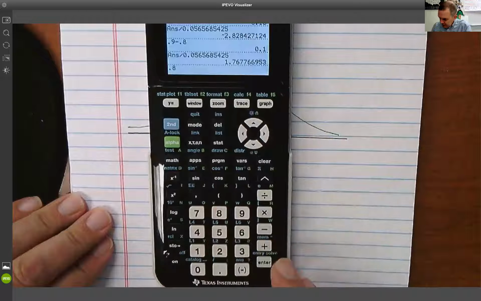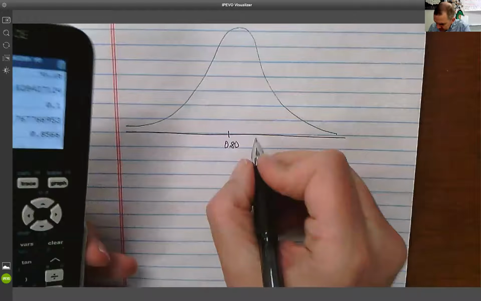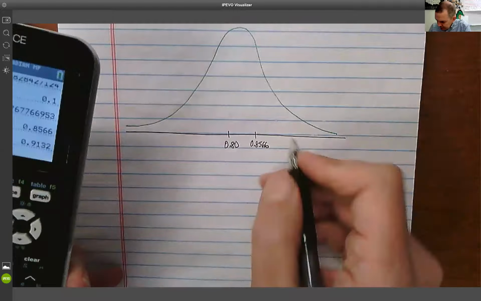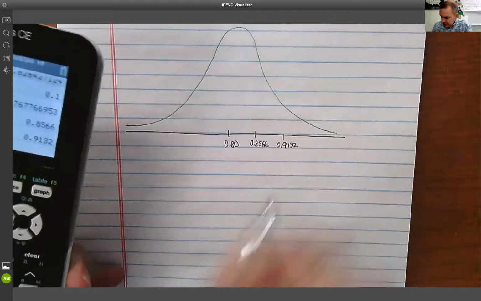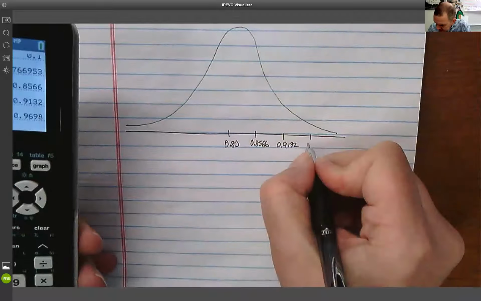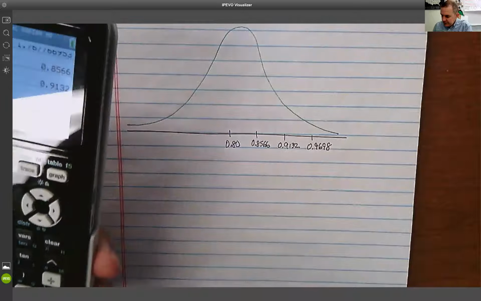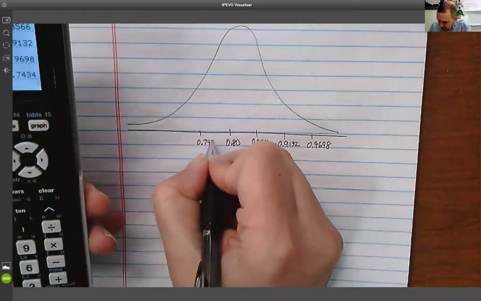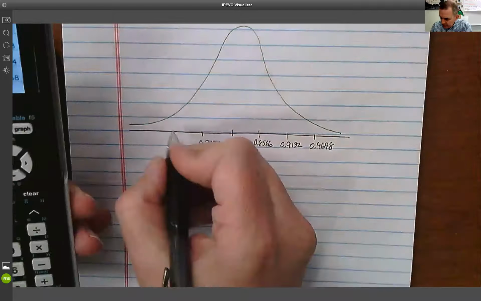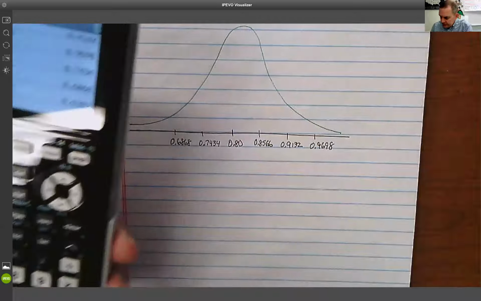So I'm going to do 0.8 plus 0.0566. That's going to be 0.8566. I'm going to add it again, that's 0.9132. I'm going to add it again, it gives me 0.9698. Now I'm going to subtract: 0.8 minus 0.0566 is 0.7434, minus 0.0566 is 0.6868, minus 0.0566 is 0.6302.